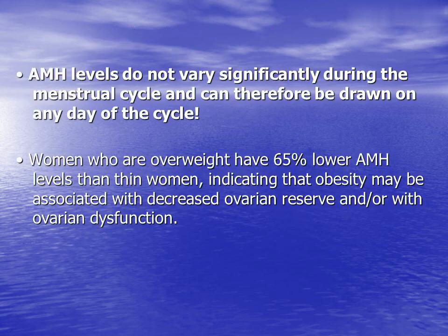AMH levels do not vary significantly during the menstrual cycle and can therefore be drawn on any day of the cycle. Women who are overweight have 65% lower AMH levels than thin women, indicating that obesity may be associated with decreased ovarian reserve and/or with ovarian dysfunction.